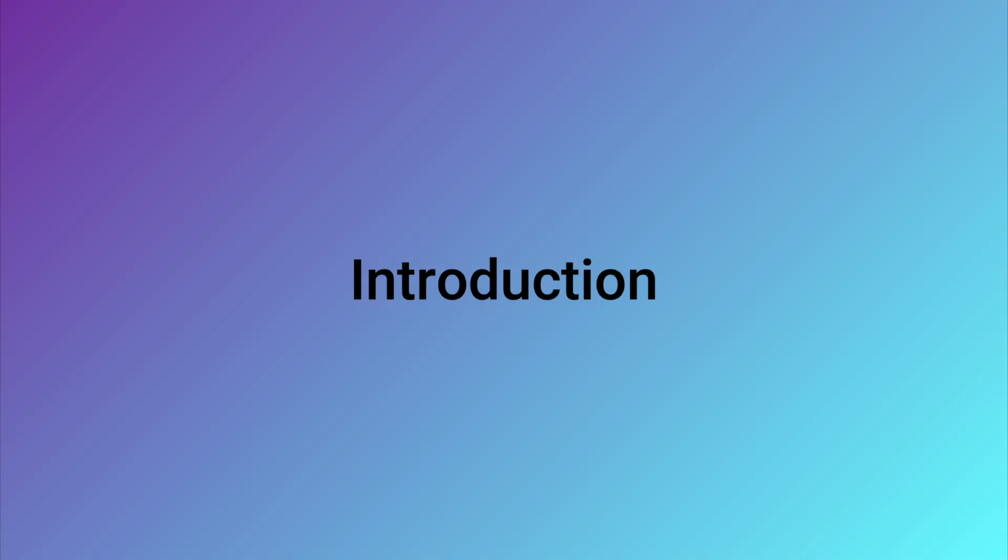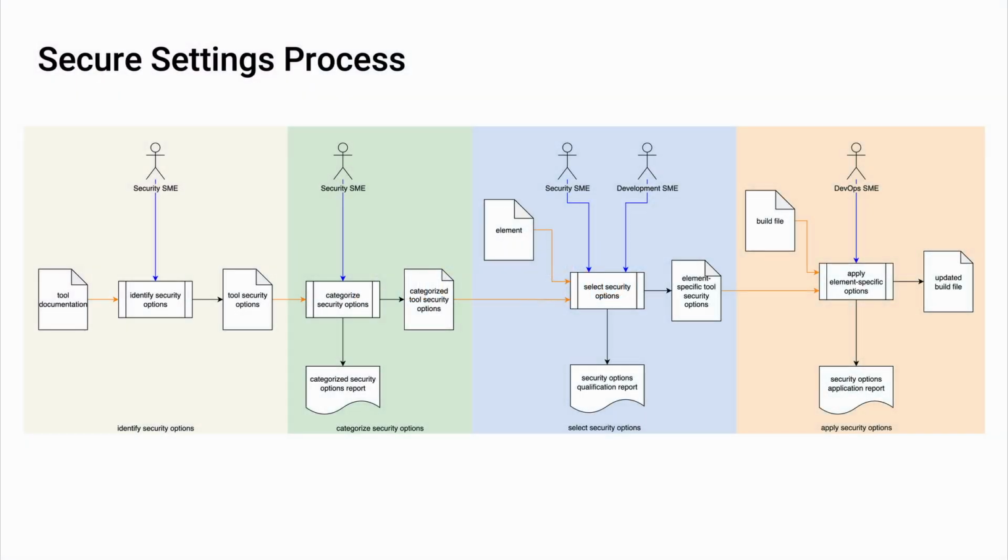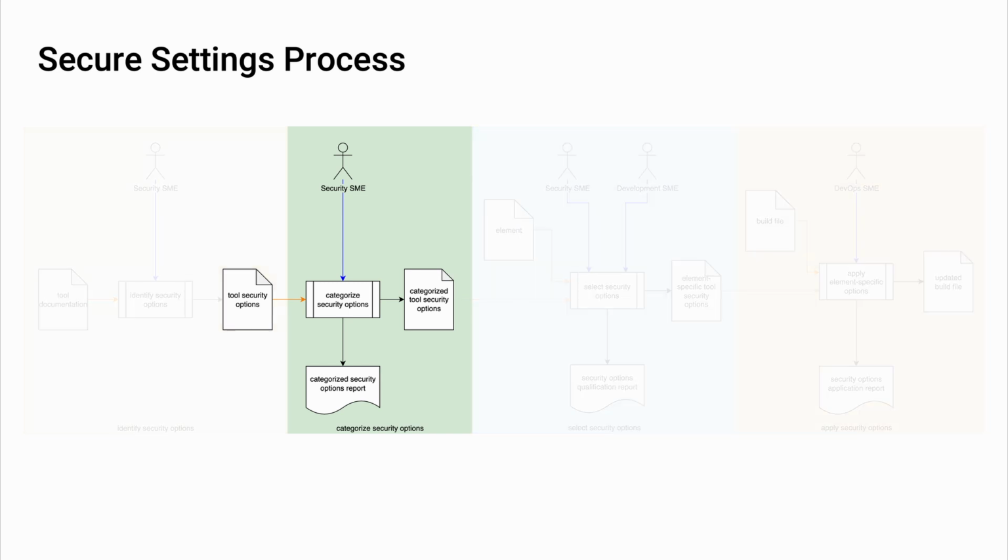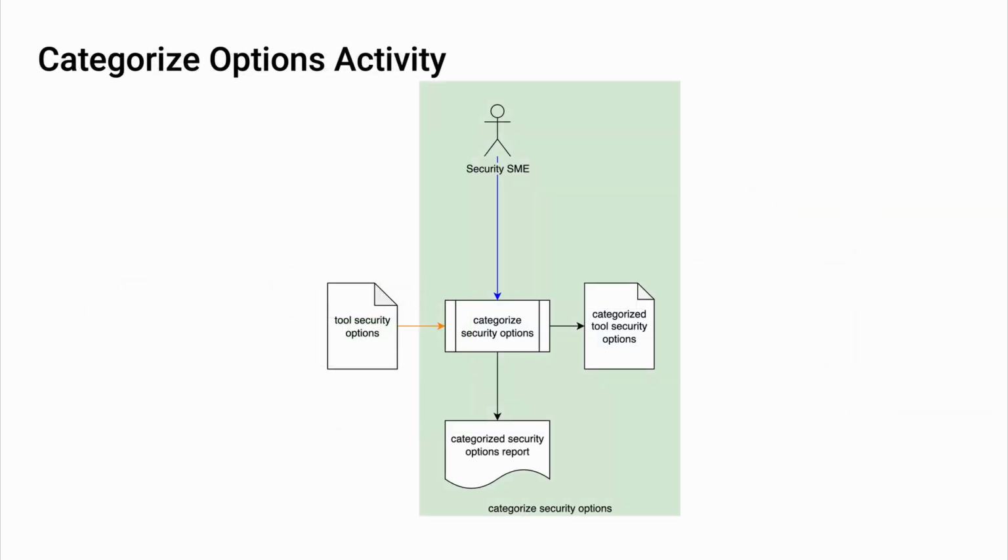Before getting into option categorization, let's briefly review where it fits in the overall Secure Settings process. Here's the Secure Settings process, which we've previously covered in the Secure Settings Overview. Our focus for this training is going to be on the second activity, that of option categorization. Within the Categorize Options activity, the Security SME takes the Security Options document created in the Identify Options activity, categorizes the identified security options, creates a Categorize Tool Security Options document, and generates a Categorize Security Options report.